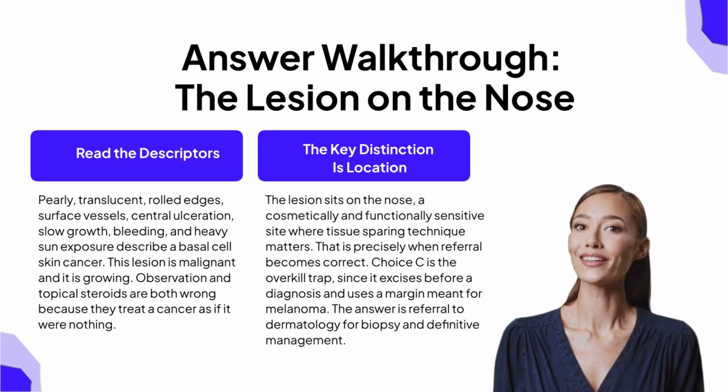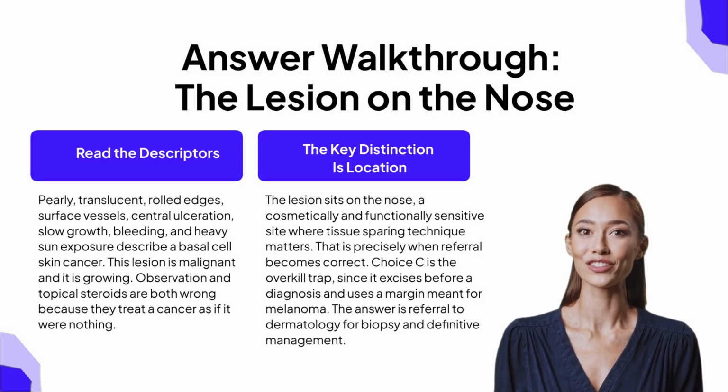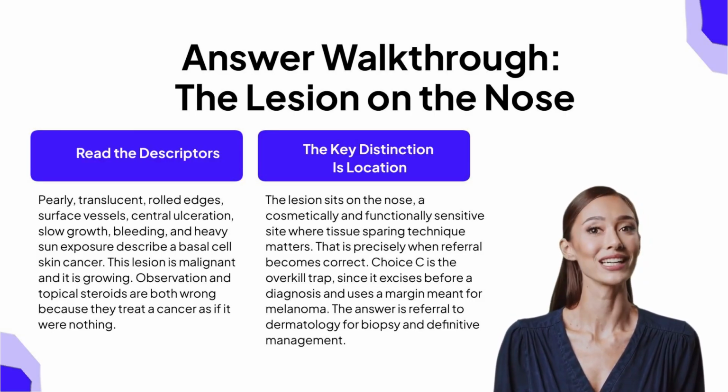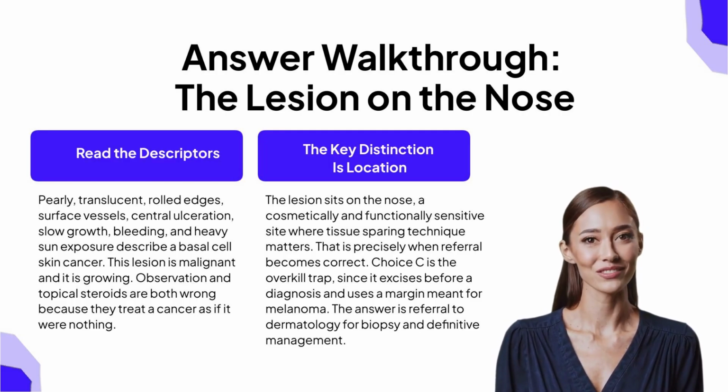First, read the descriptors: pearly, translucent, rolled edges, fine vessels, a central ulcer, slow growth over a year, bleeding, and a lifetime of sun exposure. That is a basal cell skin cancer, and every word was placed on purpose. Because this is malignant, choice B is wrong. You do not observe a growing, ulcerating, bleeding cancer. Choice D is worse, treating a skin cancer as a rash and buying the tumor 3 more months.